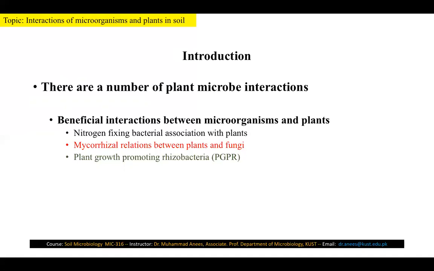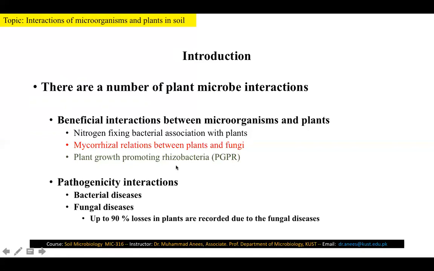Number one, the nitrogen fixing bacteria. Number two, the mycorrhizal relationship between plants and fungi. And number three, the plant growth promoting rhizobacteria. These are three major microbial relationships between plants and microorganisms in the soil. So we'll be talking about these relationships in coming slides.